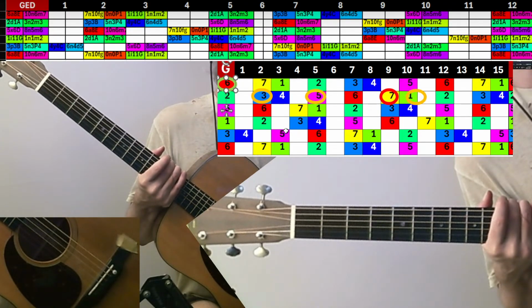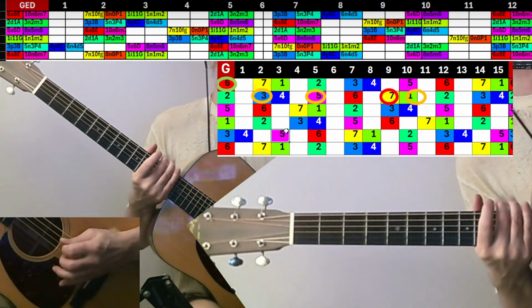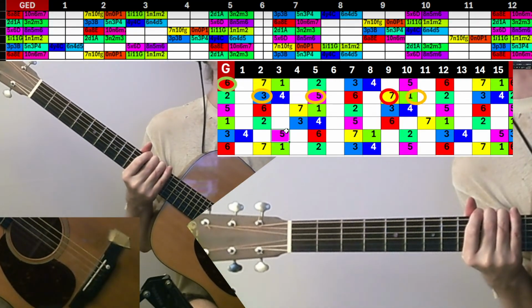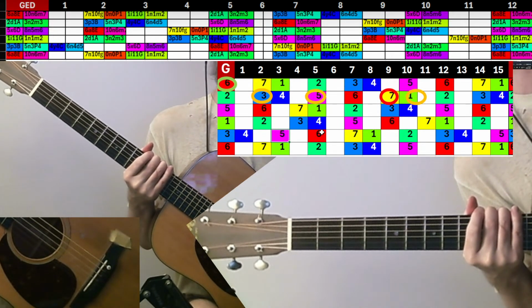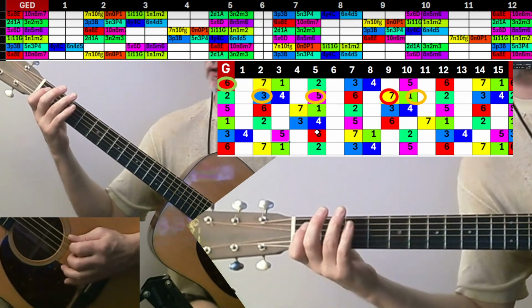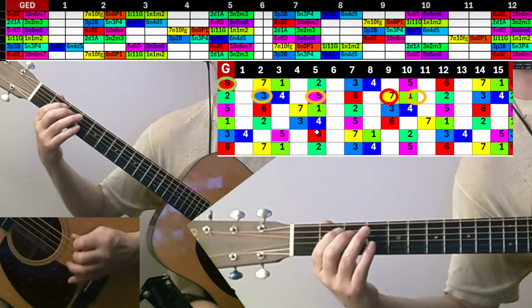Aeolian's cool with everyone, you know? Even though they say Aeolian's the dark guy, no, Aeolian's cool with everyone. The Ionian clashes with the 7, right? If you play it at the same time, but the Aeolian's like, got no worries. He's like, whatever, dude. So he's in the Aeolian.